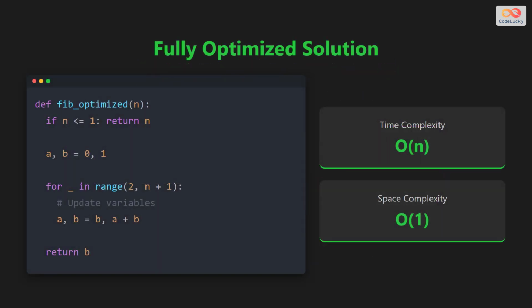Here is the fully optimized code. We handle the base cases, then initialize two variables, A and B. We loop from 2 to n, updating A and B in each step. A becomes the old B, and B becomes the sum of the old A and B. Finally, we return B. This runs in linear time and uses constant space.